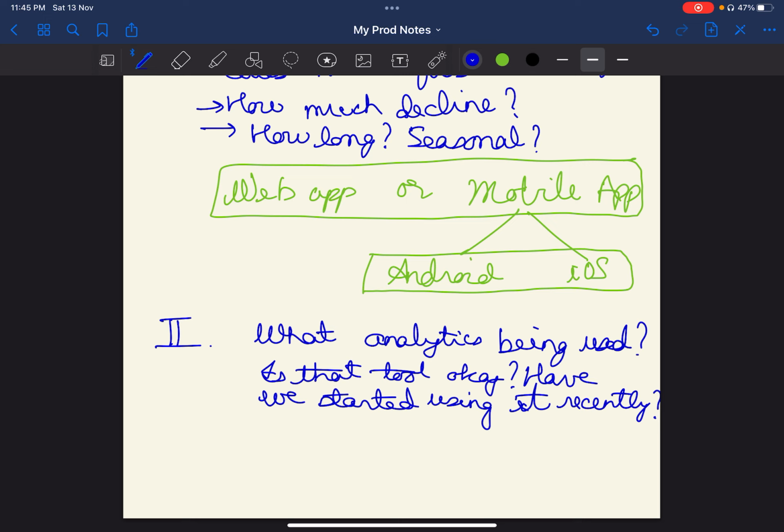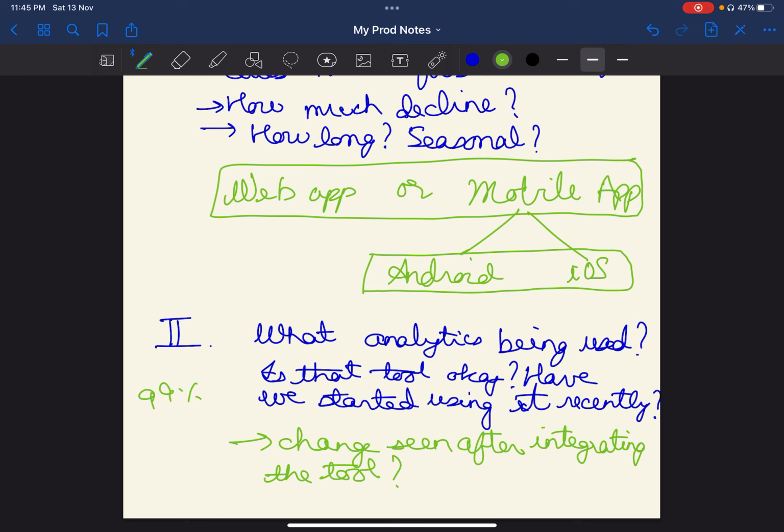And the most important question is: did we see this change after integrating this tool? Because either something wrong was happening before or something wrong is happening now. So this needs to be clarified, and this is a very important step that 99% of the people miss, and this is something that can set you apart from the rest of the crowd.